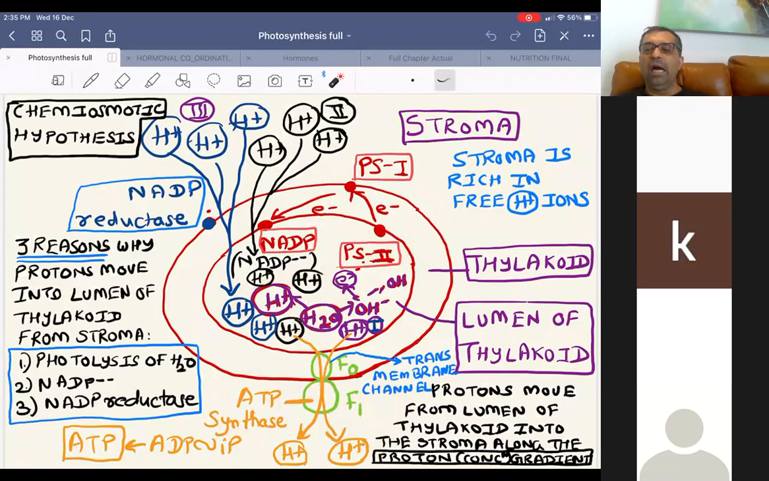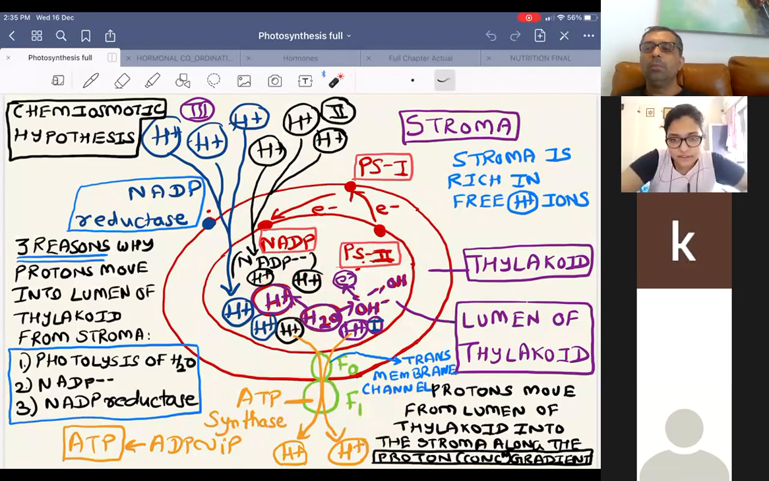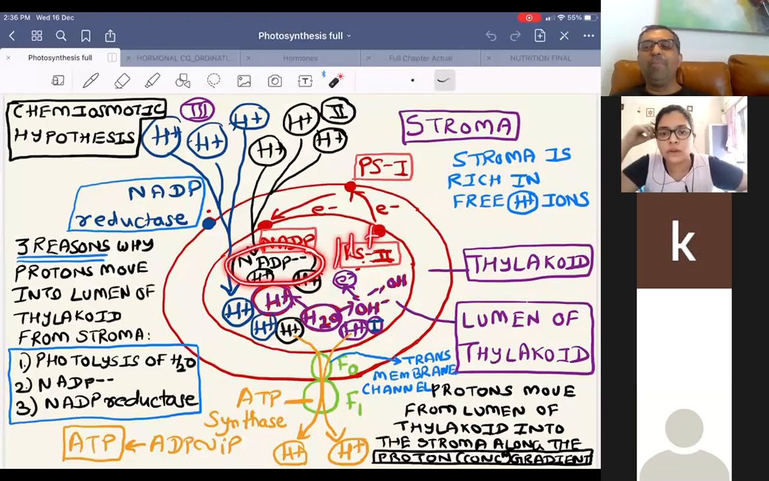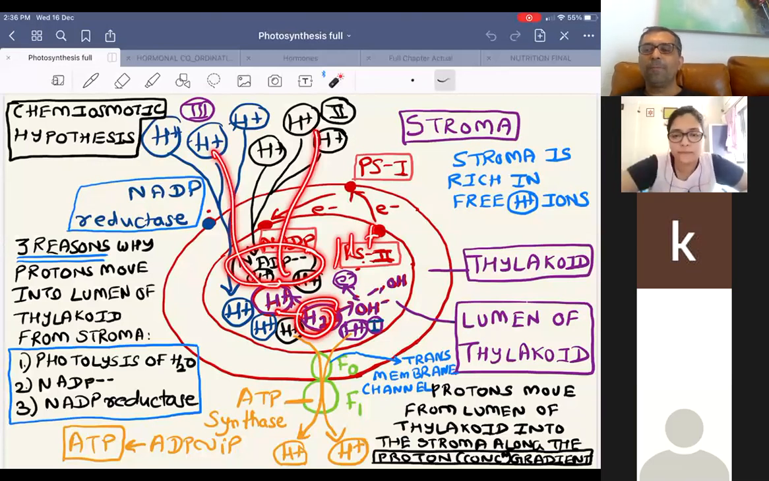Sir, this means that the hydrogens which were released from photolysis of water combine with NADP, and NADP just attracts the protons into the lumen, right? It does not combine with them. NADP can combine with any proton. It is not compulsory, it combines with any of these protons. Okay, sir.